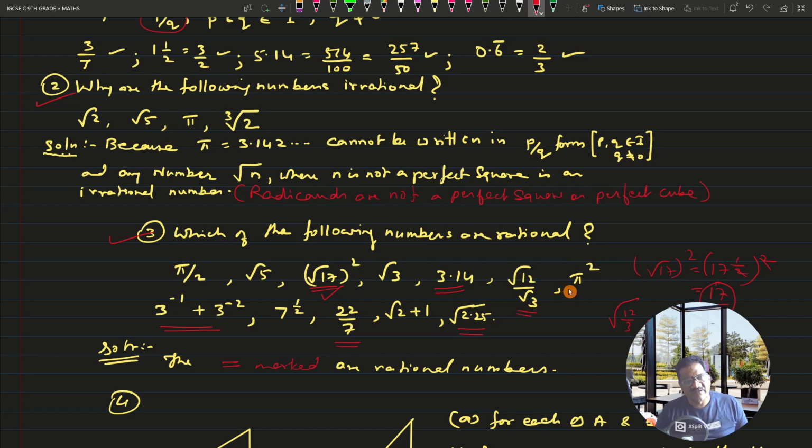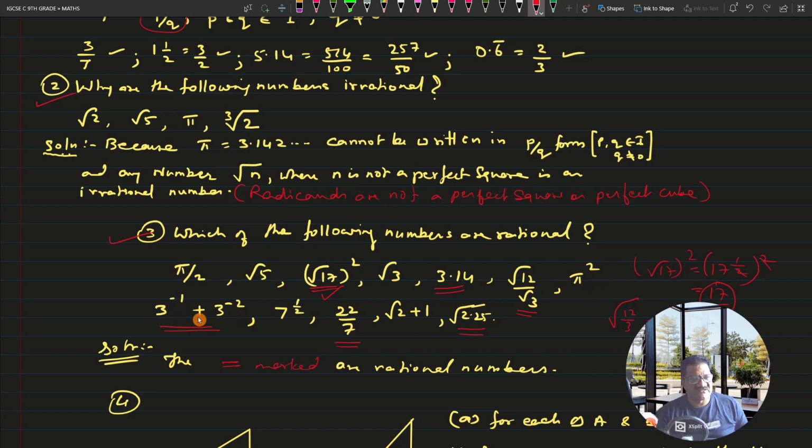Pi square, now pi is an irrational number. An irrational number multiplied by an irrational number will always be an irrational number. Now see, this is not always true. An irrational number and an irrational number when multiplied should give you a rational number also many a time. But these are different cases, these are exceptions. But normally pi multiplied by pi will give you another number which will be irrational only, because pi is an irrational number. So pi square will be irrational.